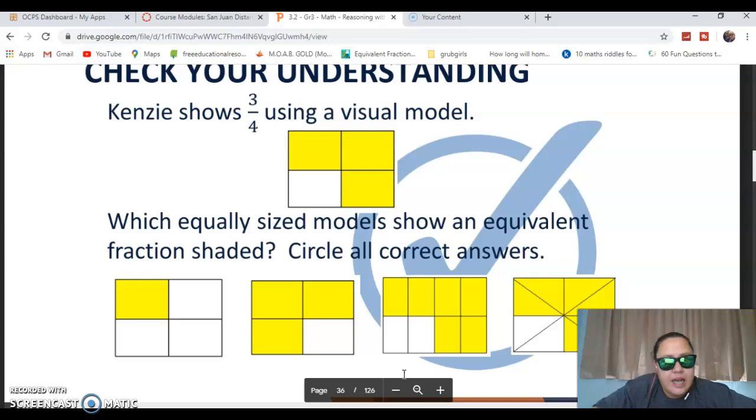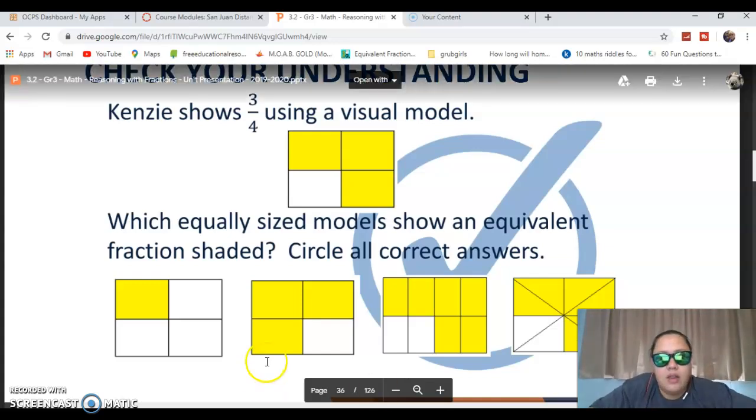There is a Khan Academy video following this. If you need additional information or more practice, he'll give you more practice on equivalent fractions using visuals. Don't forget to do the independent practice, guys. And then there is an exit slip again for today.